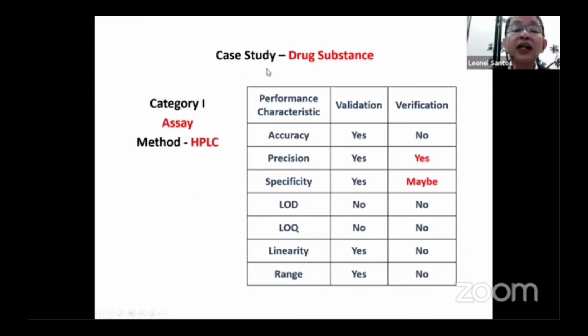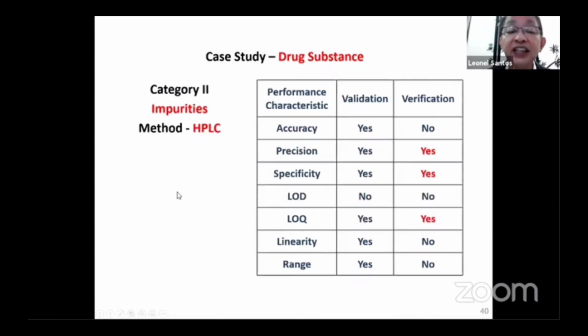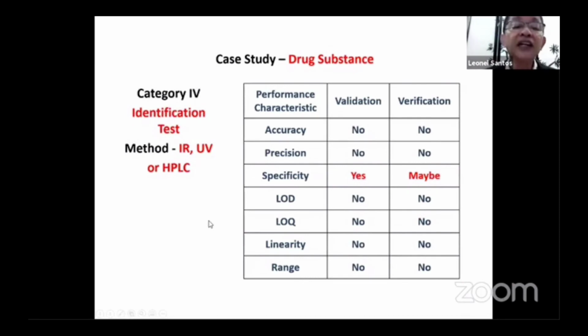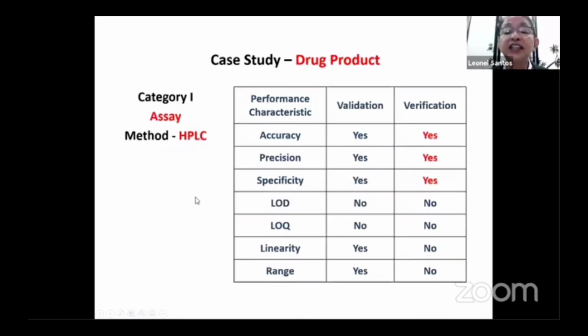However, if you are doing a verification for a drug substance using an assay and your method is HPLC, then you need both precision and specificity. Now, if we go to the other categories for drug substances such as impurities, then you need to do precision, specificity, and limit of quantitation. Category 4, identification test, would be for a method that is IR, UV, or HPLC, then specificity is needed.